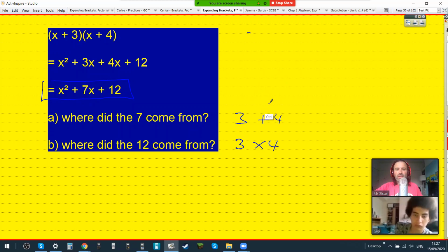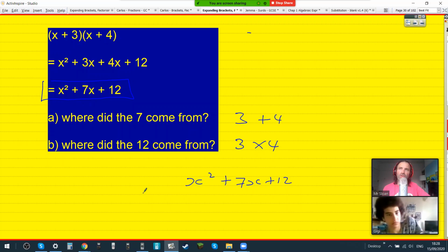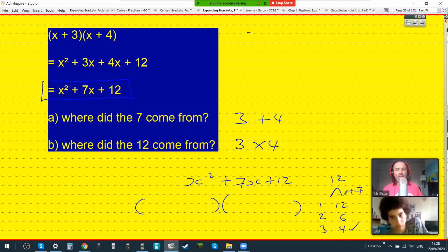So if you were given this, so we've been factorizing, if you were given x squared plus 7x plus 12, so you have three terms, nothing in common, that means it will be double brackets, and you need two numbers that multiply to make 12 and add to make 7. And you could try like 1 and 12, nope. 2 and 6, nope. 3 and 4, yeah. And so it would be what times what makes x squared? X and x. And then the numbers would be plus 3 and plus 4.